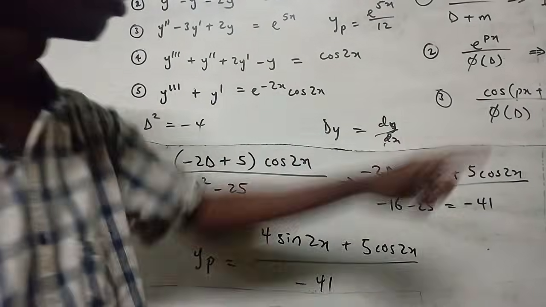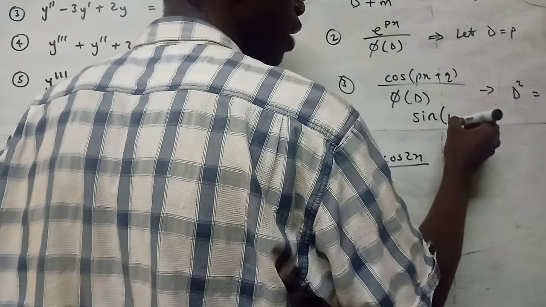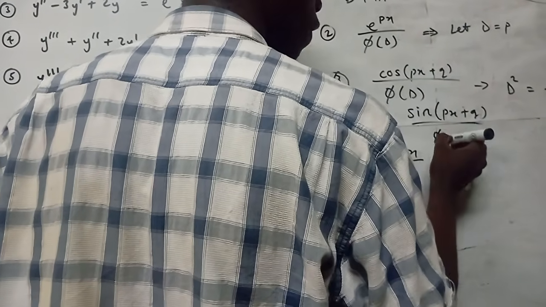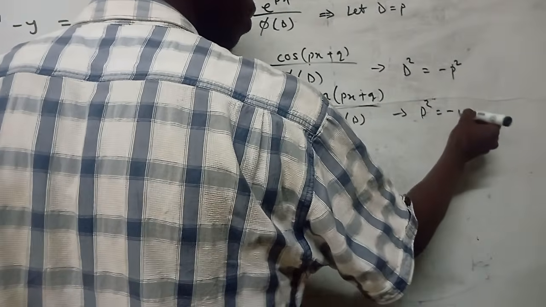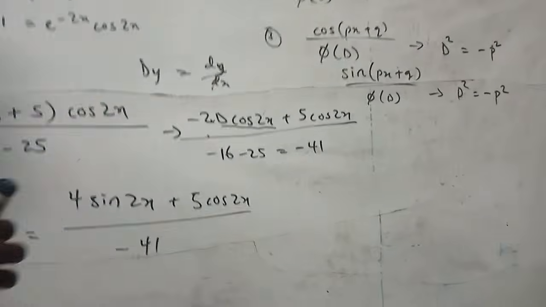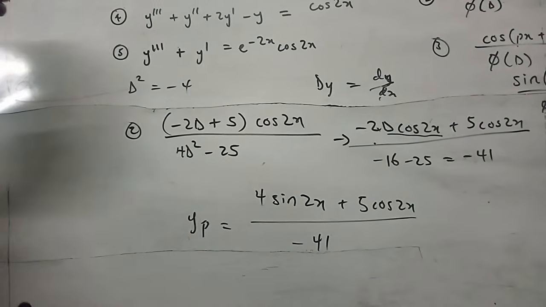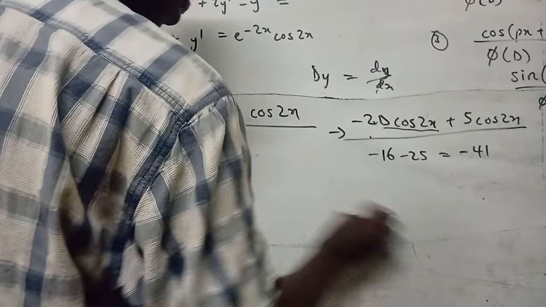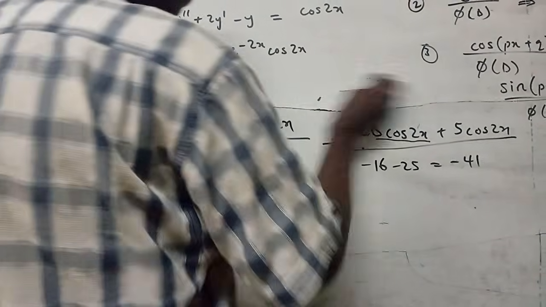So whenever we say cos, it works for sine too. Only cos and sine: sine px over phi of d, you use this transformation, d squared equals minus p squared. Let d squared equal minus p squared. So this is the final solution for question number 4. So going to the last question, question number 5.